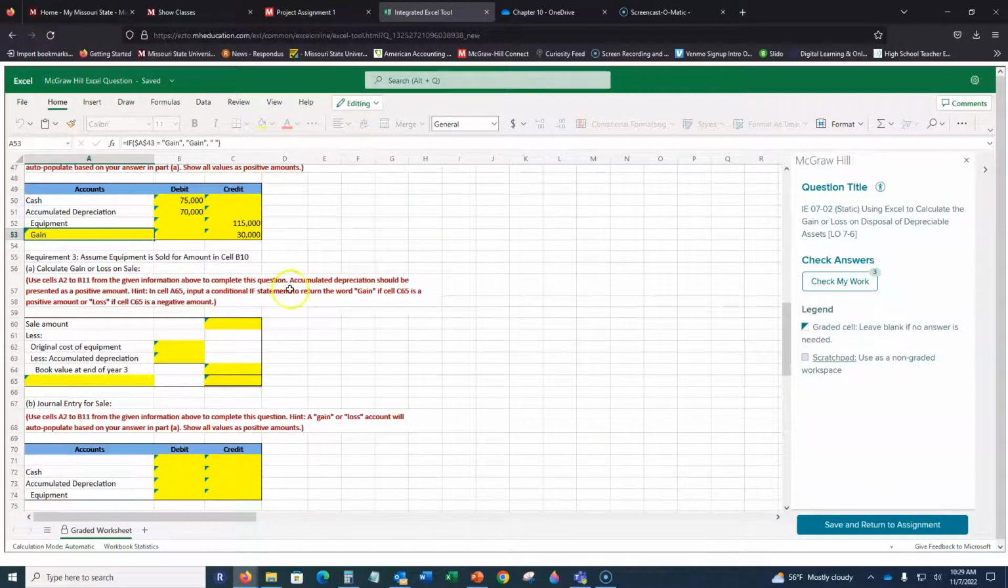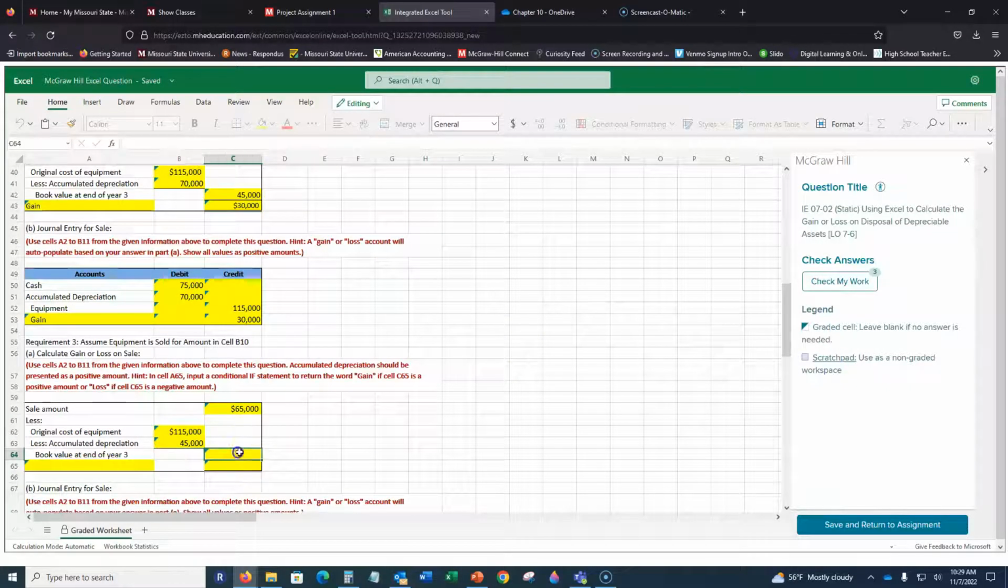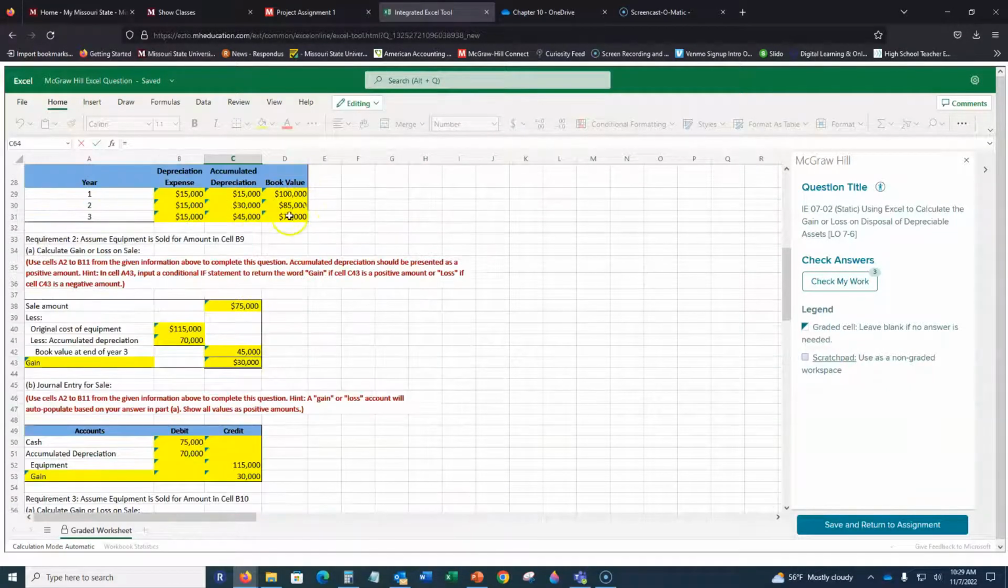Okay. So we're going to do the same thing here, except we're going to assume that the equipment is sold for the amount in B10. So we can say equal to B10, F4 to make that an absolute reference. So now we see we're selling it for $65,000 instead of $75,000. What's the original cost of equipment? Well, that was in cell B4, I believe. Accumulated depreciation we found here at the end of year 3. Okay. And our book value at the end of year 3, still the same, right?